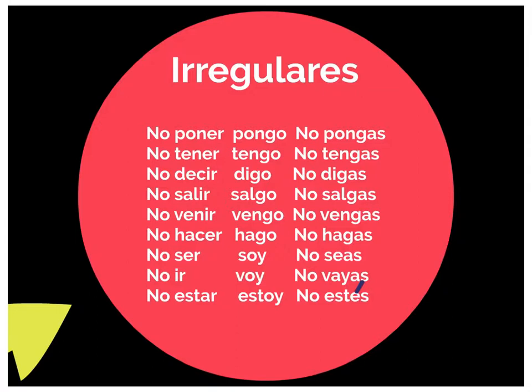Here it is totally irregular. No seas, no vayas, and no estés. That's my accent. It wouldn't let me, I was on my laptop when I was making this, so I couldn't figure out the code. But anyways, these are your irregulars, and you will notice that these are all go verbs, so that should help you remember those. Also, the Jingle Bell song that we sang yesterday will also help you.